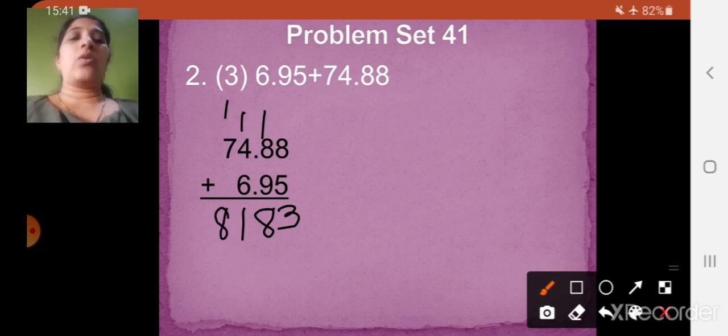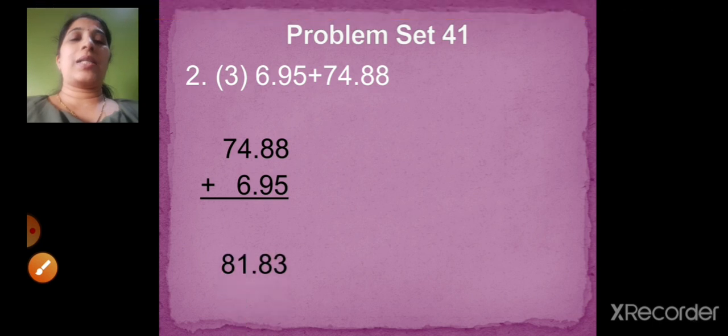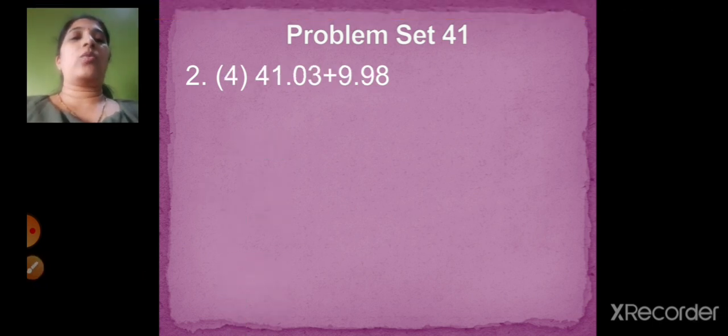8. So now you can see in both the numbers there are 2 decimal places, so we will put 2 decimal places. So what is your answer? 81.83. Now let's move to the fourth one.